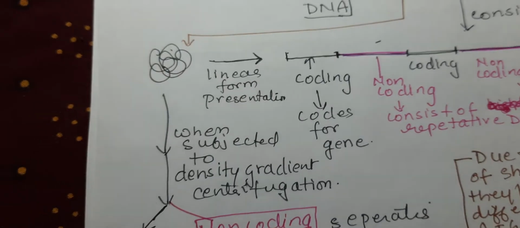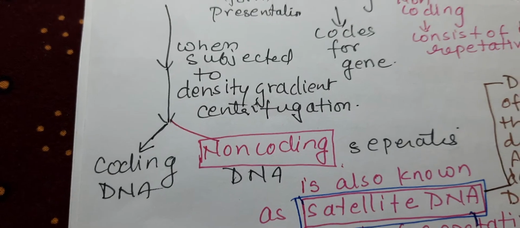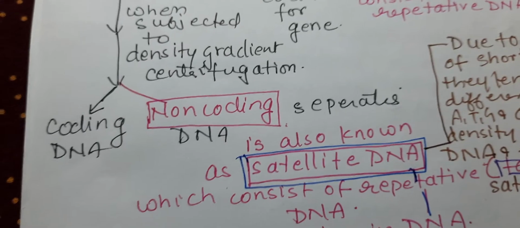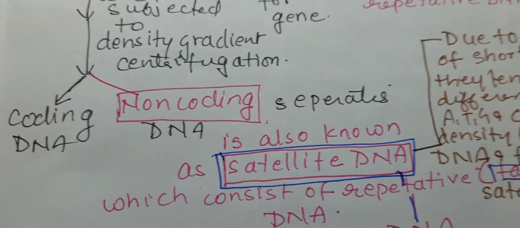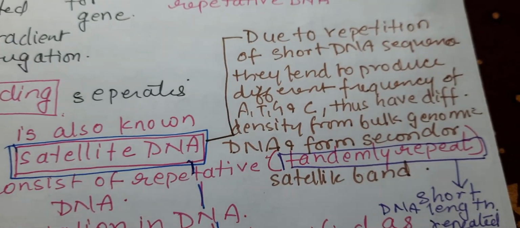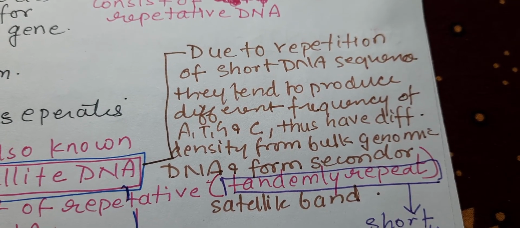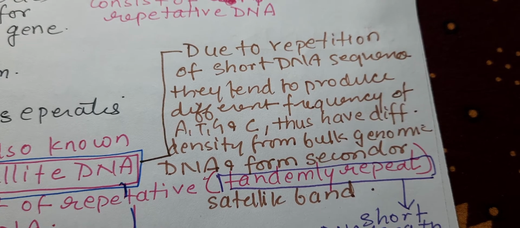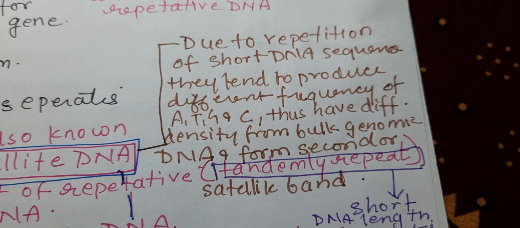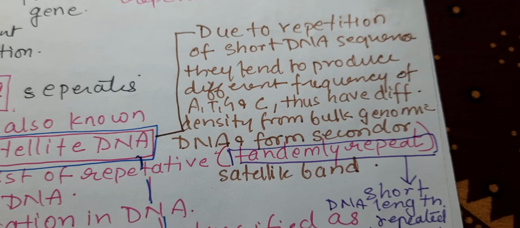Now this genomic DNA, when subjected to density gradient centrifugation, is separated into two different bands. One of the bands is called satellite DNA, which is non-coding DNA. Now, why is it known as satellite DNA? Due to repetition of short DNA sequences, they tend to produce different frequencies of ATGC, that is adenine, thymine, guanine and cytosine, thus have different density from the bulk genomic DNA and form a second or satellite band.